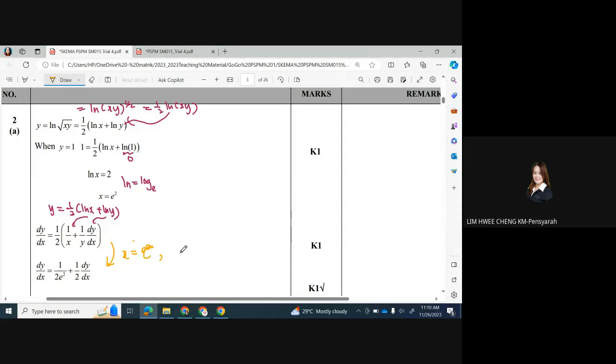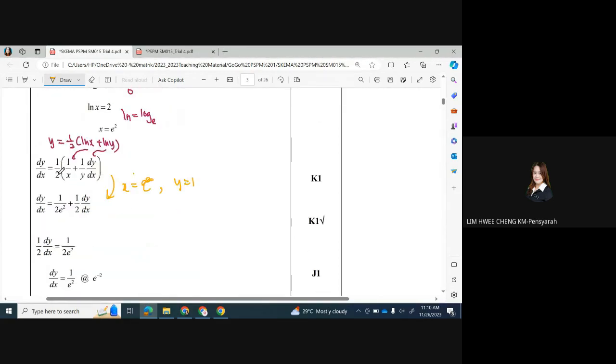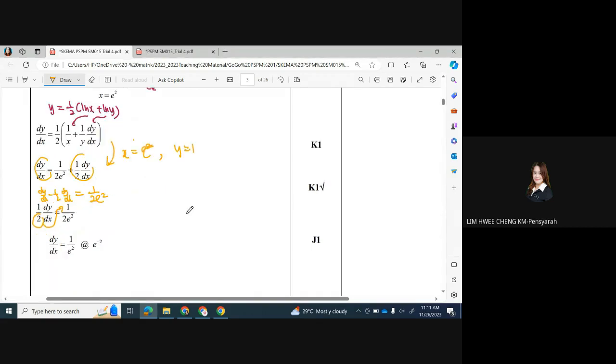Okay, so your y is 1. So it's 1 over 2, 1 over e squared, plus 1 over 2 dy/dx. Okay, so yang ini and this I merge. So I have dy/dx tolak 1 over 2 dy/dx equivalent to 1 over 2 e squared. So I may have my dy/dx equal to, okay, I may bring my 2 here, so 1 over e squared or e to the power of -2. So total is 3 marks here.